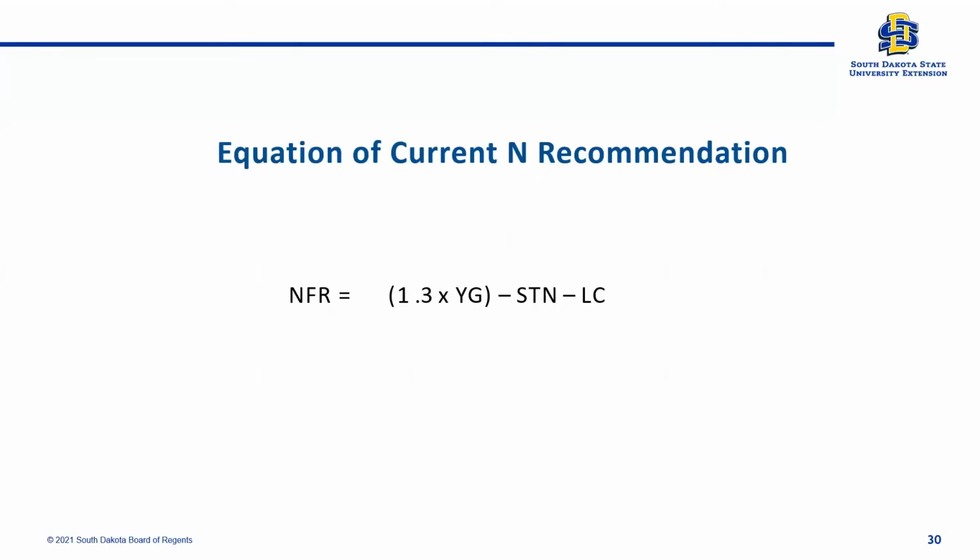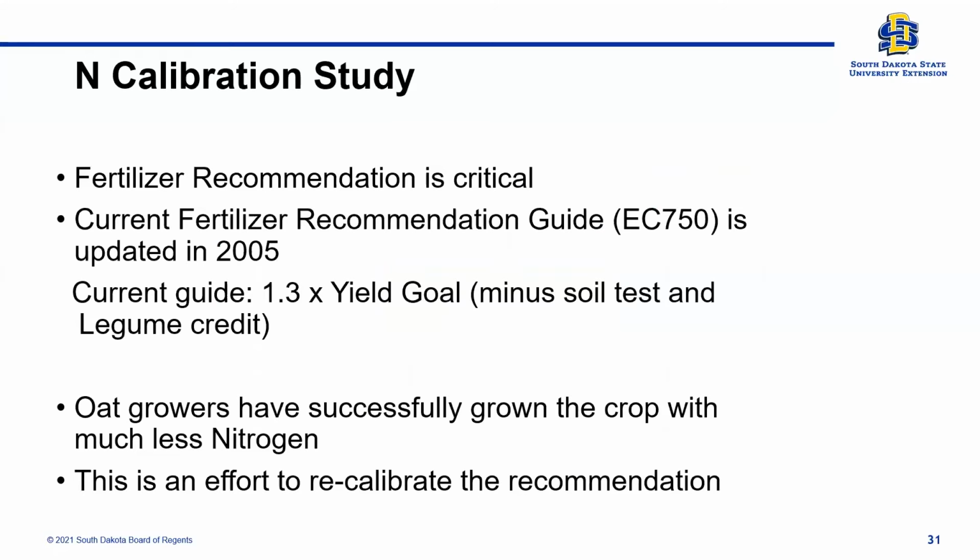So here's our current recommendation equation. Nitrogen fertilizer rate, 1.3 times yield goal. And then you subtract your soil test nitrogen, residual N in your soil, and then also subtract any legume credit you have. So that's our equation. And so we started this study in 2016.